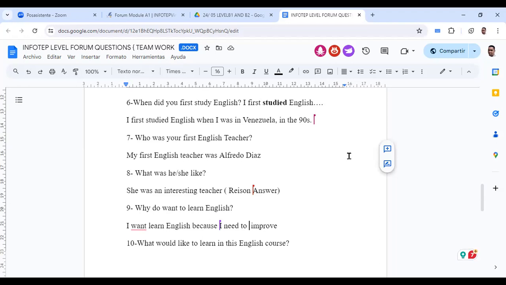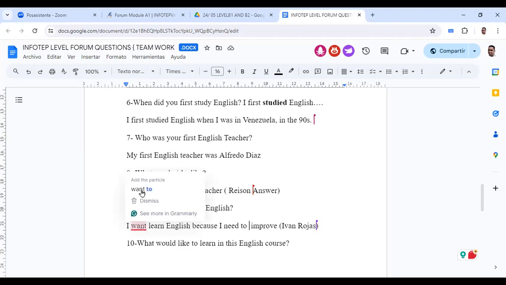Okay, people, let's go now. This is what I wanted to do. We need to review more the simple past. This is like an evaluation that I just want to find out. We need to review more the simple past. Okay? Simple past.